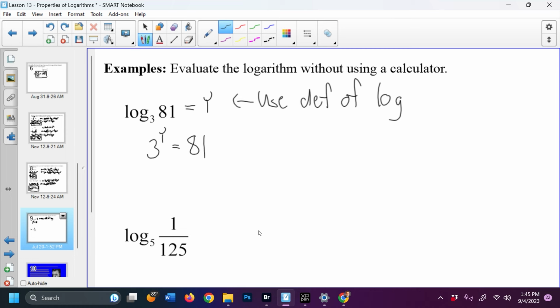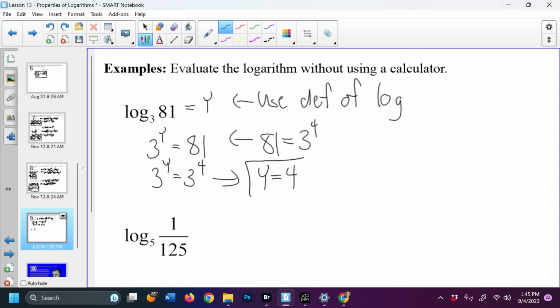Now the only way I can do this without a calculator is if 81 is a perfect power of 3. And I will recall that 81 is equal to 3 to the 4th power. So 3 to the y is equal to 3 to the 4. And if the bases are the same, then the exponents are the same. So we know that y must equal 4. We'll put a box around that and say that that is correct because we are trying to evaluate this expression, which we set equal to y.